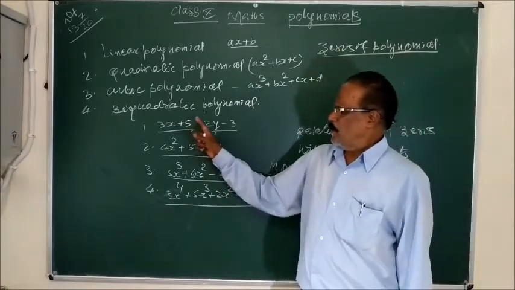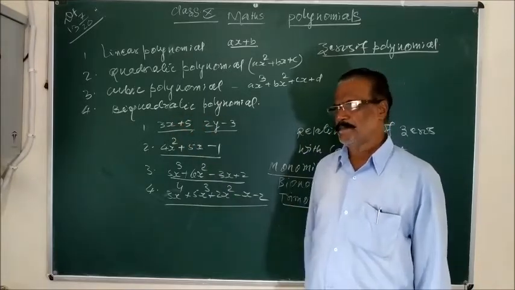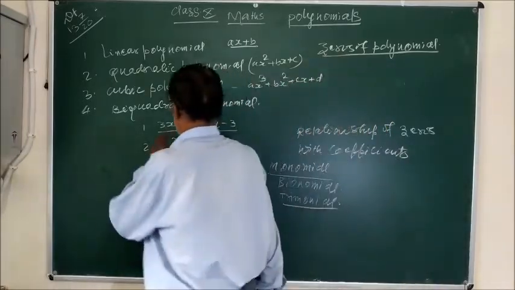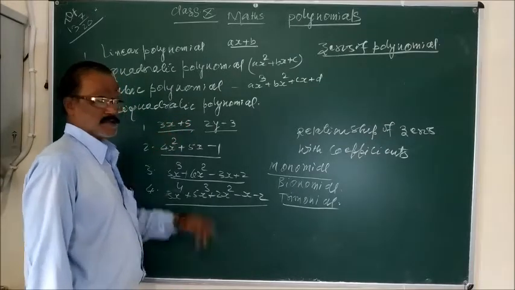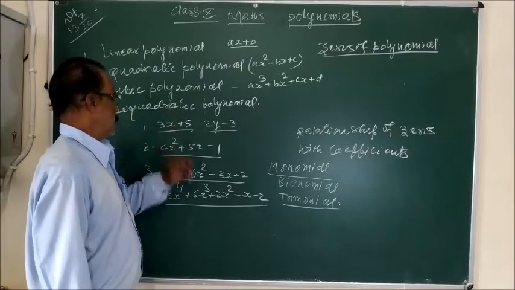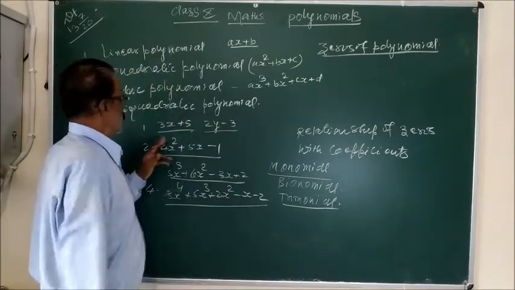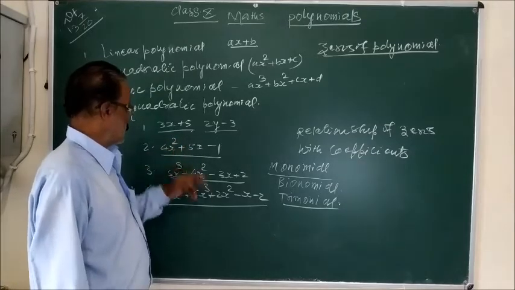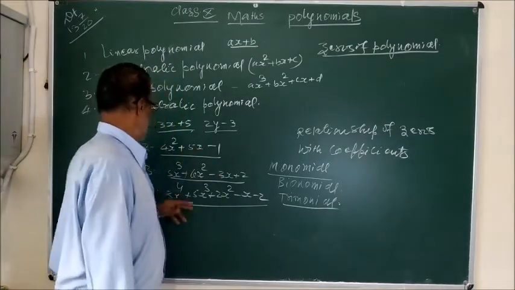So if I ask you what is the degree of the polynomial 3x plus 5, you can say, sir, 1. Because x is to the power 1, and the constant has no power of x, so it is understood as x power 0. So the degree of the polynomial is 1. That is called a linear polynomial. If the maximum power of the variable is 2, that is called a quadratic polynomial.